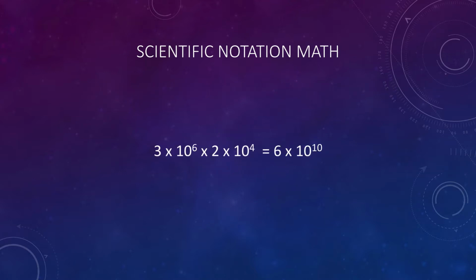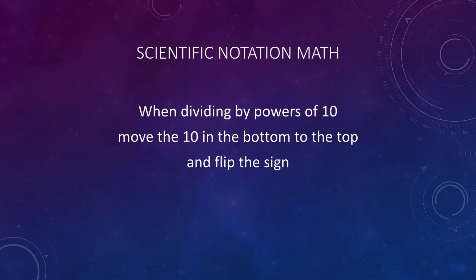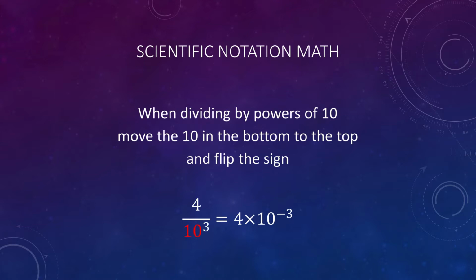3 times 10 to the sixth times 2 times 10 to the fourth equals 6 times 10 to the 10th. We multiply the 3 times the 2 to get 6, and we add the exponents of 6 and 4 to get 10 to the 10th. When dividing by powers of 10, move the 10 in the bottom to the top and flip the sign. For example, 4 divided by 10 to the third equals 4 times 10 to the minus third. The 10 in the bottom moves up to the top. The positive 3 exponent becomes a minus 3 exponent.